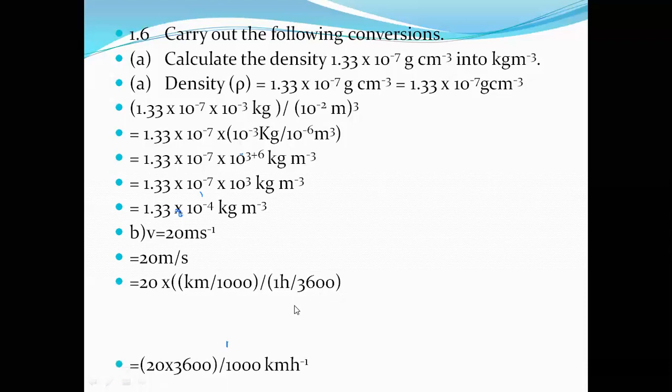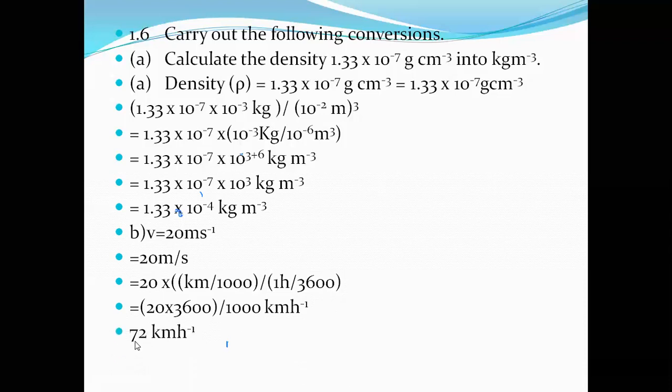What we get from here? We get 20 into 3600 seconds divided by 1000, or simply we can multiply 20 by 3.6. We will get 72 kilometers per hour. This is the conversion from meter per second to kilometer per hour.